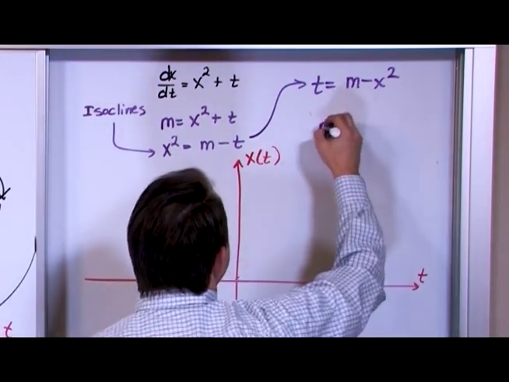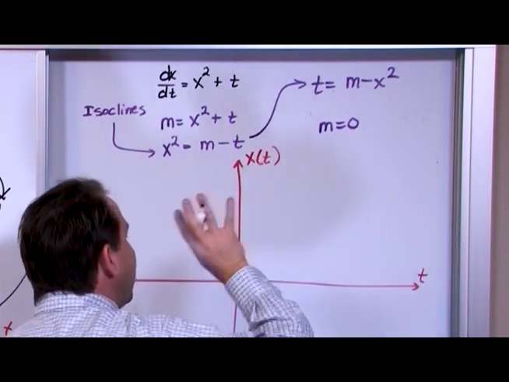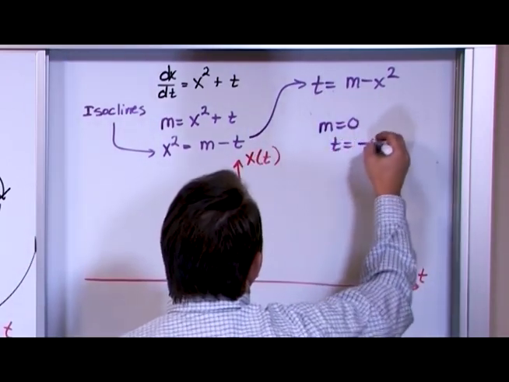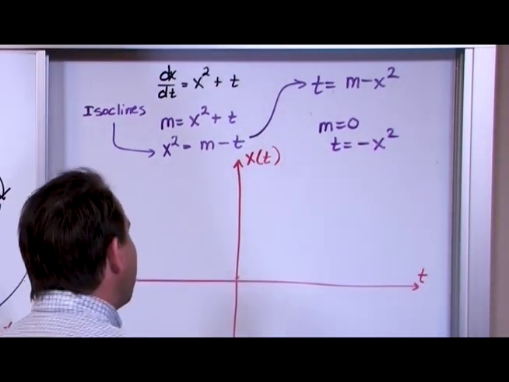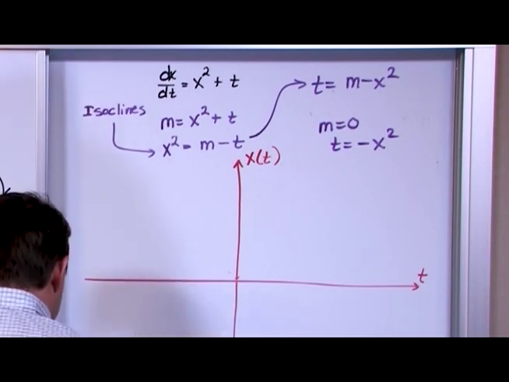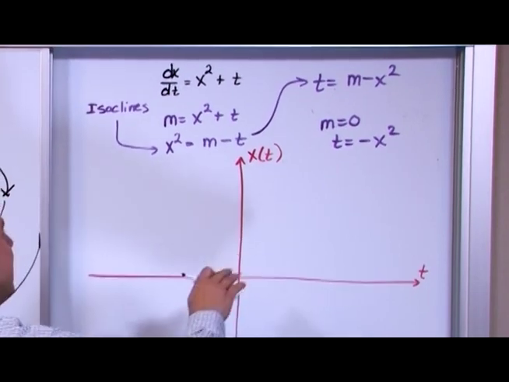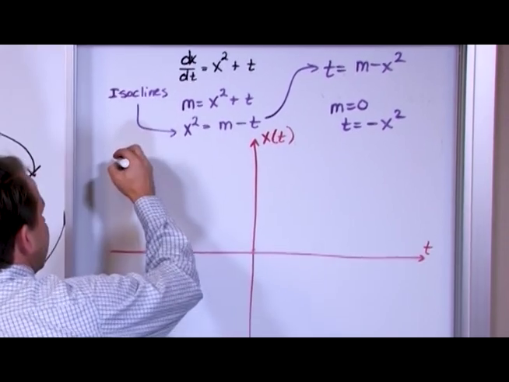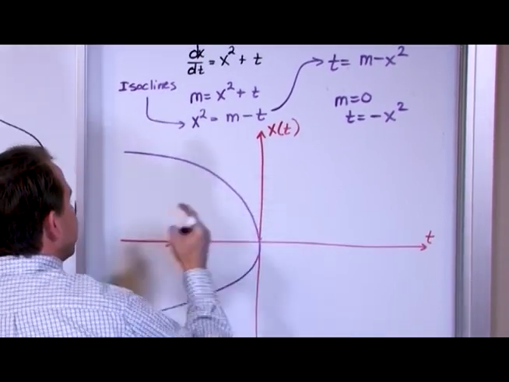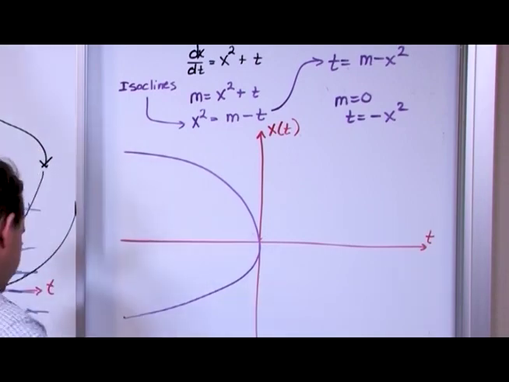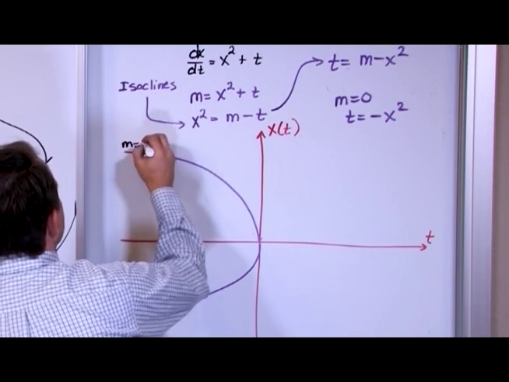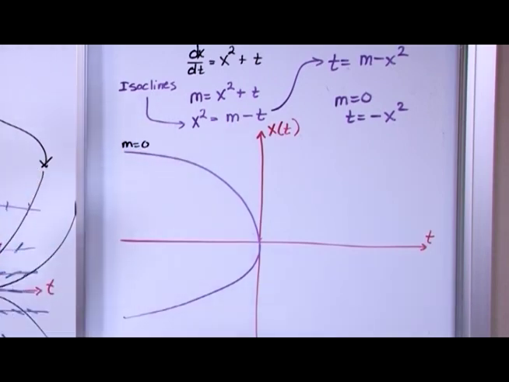Let's say m is equal to 0. Let's take the special case when m is equal to 0 so that I can more easily visualize it. Then t would be negative x squared. Now you're going to have to believe me a little bit when I say it's a sideways parabola. Let me draw it first and then I'll be able to better explain it. This parabola looks like this. It comes in like this and it touches the 0 point there and it goes back out. So this is the case when m is equal to 0. That's the isocline when m is equal to 0.